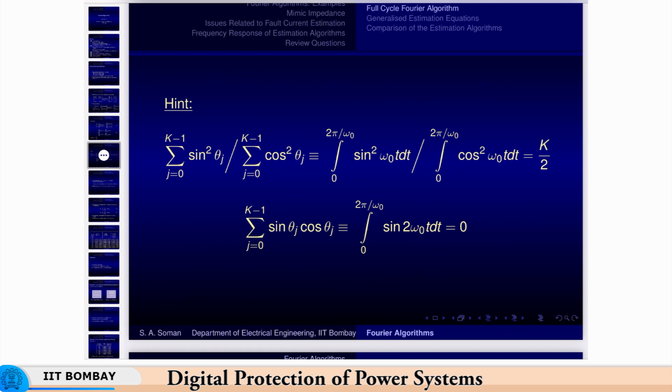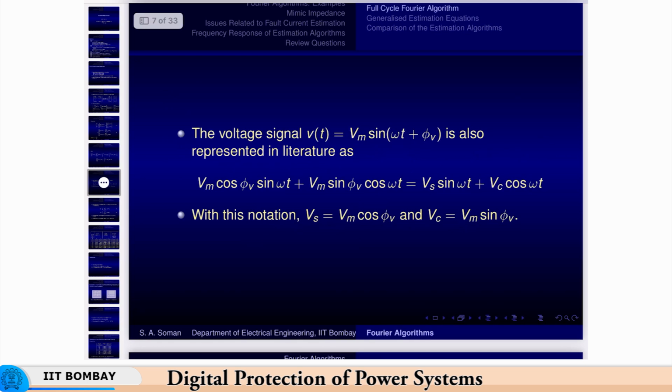Okay. So, we just showed that the off diagonal terms... we solved a similar problem, but we solved it directly here, but this in a sense explains how the diagonal terms come to be k by 2 and the off diagonal terms are 0. Okay. So, this is the notation that we use. Vs is equal to Vm cos phi v and Vc is equal to Vm sin phi v. In case there is an interchange of notation, you will get a similar set of results here.